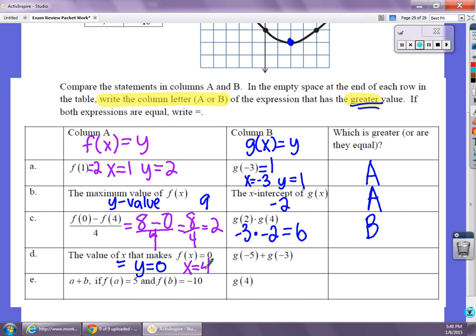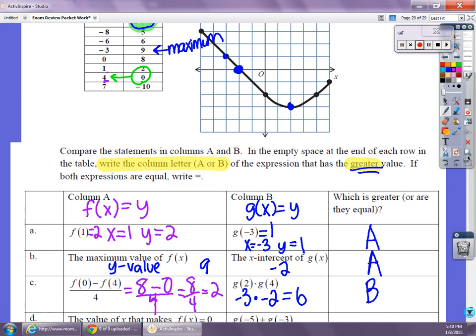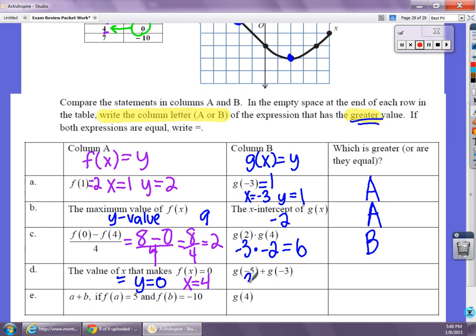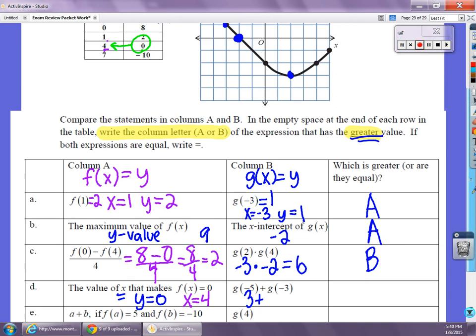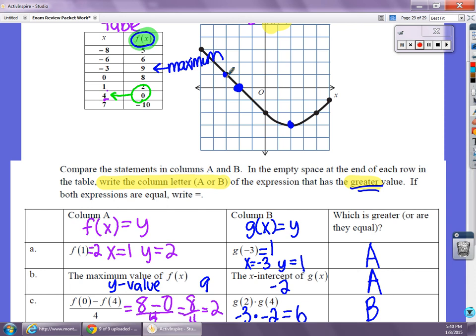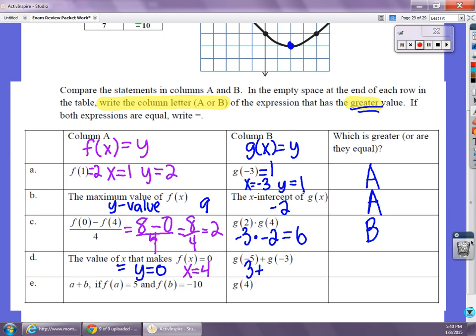And for column B, we're going to do g of negative 5 plus g of negative 3. All right. So when x equals negative 5, that's 1, 2, 3, 4, 5. Y equals 3 plus g of negative 3 is going to be 1. That's x equals negative 3, y equals 1. And that's going to be 4. So in this case, column A is equal to column B.